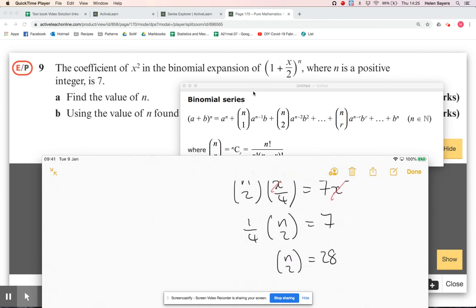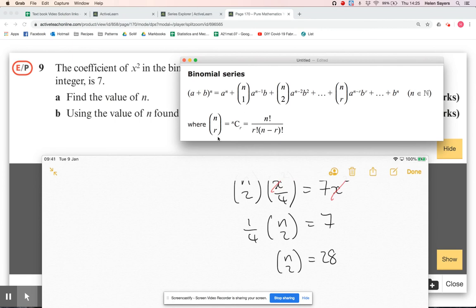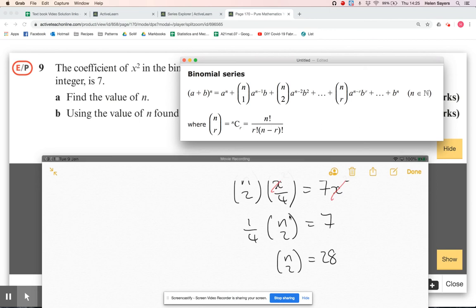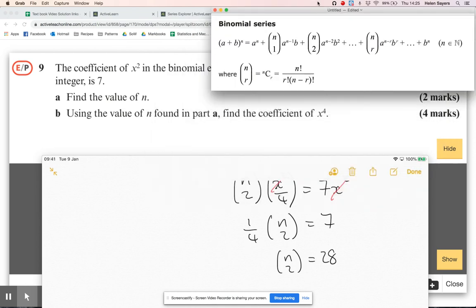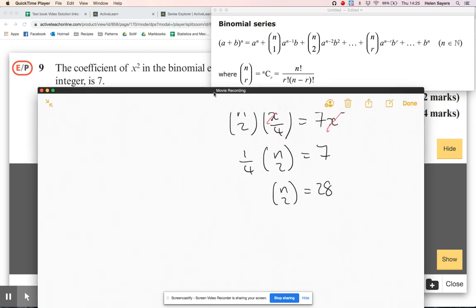Okay, so we do have this formula that we could use. n is what we don't know, r is 2, and that should equal 28. So we could use that, but this is only worth 2 marks, and that does start to get quite complicated. So what I'd be more inclined to do is think, do I recognise that? And even if I don't, maybe just use a bit of trial and error.